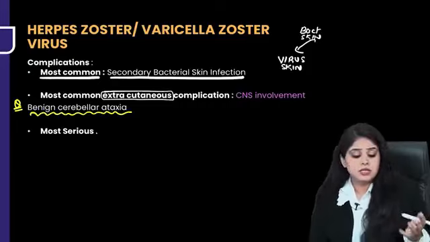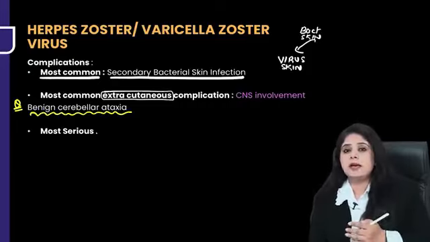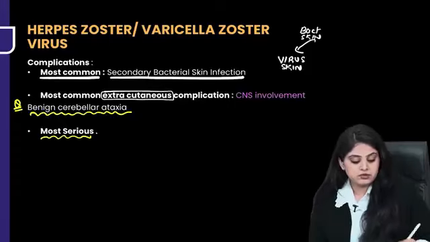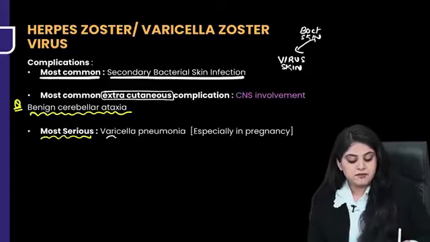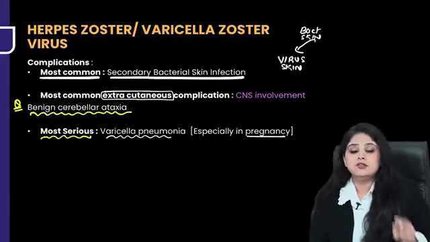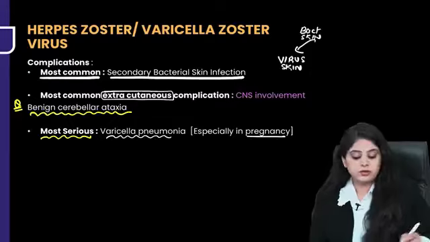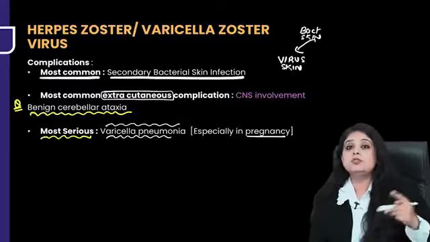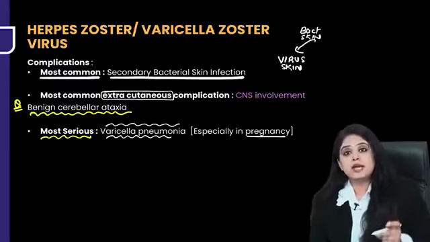So many times you have heard that there is a female who has ended up having chickenpox in her pregnancy. That can become the most serious complication because varicella pneumonia is usually seen in pregnant women. So firstly, it is a risk to the mother also because varicella pneumonia can affect her. But can it go from mother to child? Yes, it can affect the child as well.